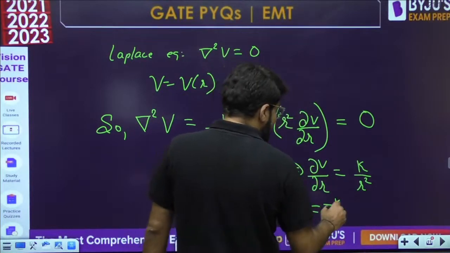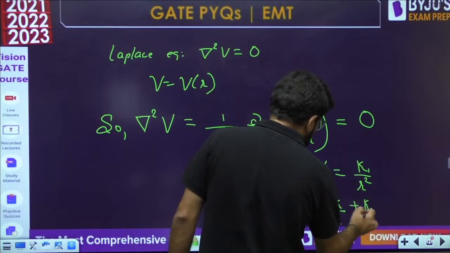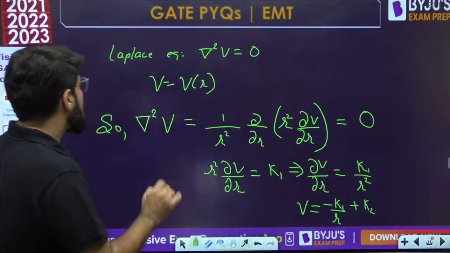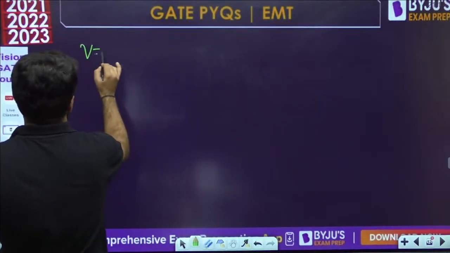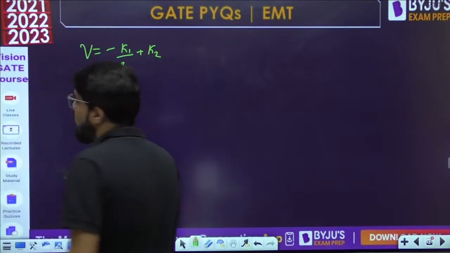But because you are integrating, I add one more constant of integration, suppose that is K2, calling the first one K1. So what is the potential function that you are getting here? It can be written as minus K1 by R plus K2. But now what is K1, K2?